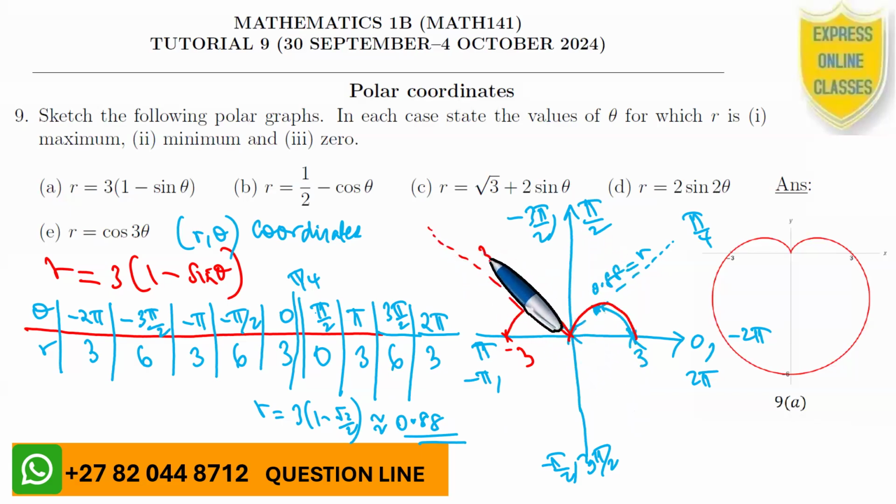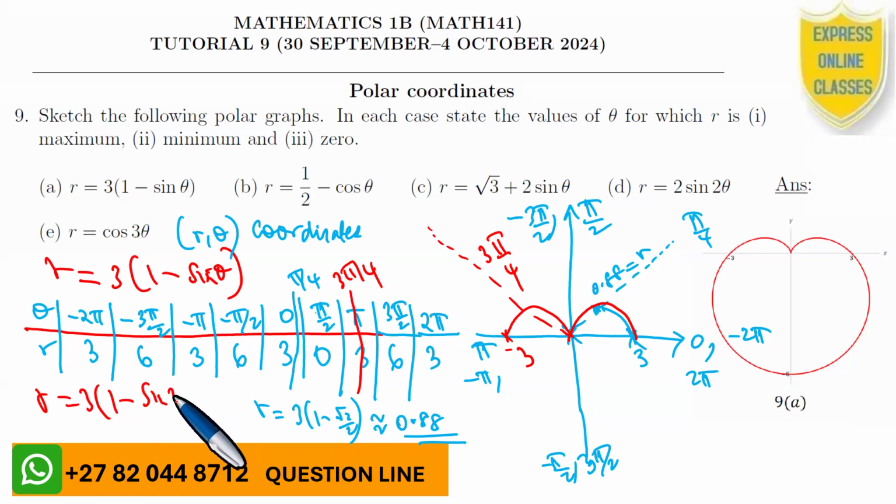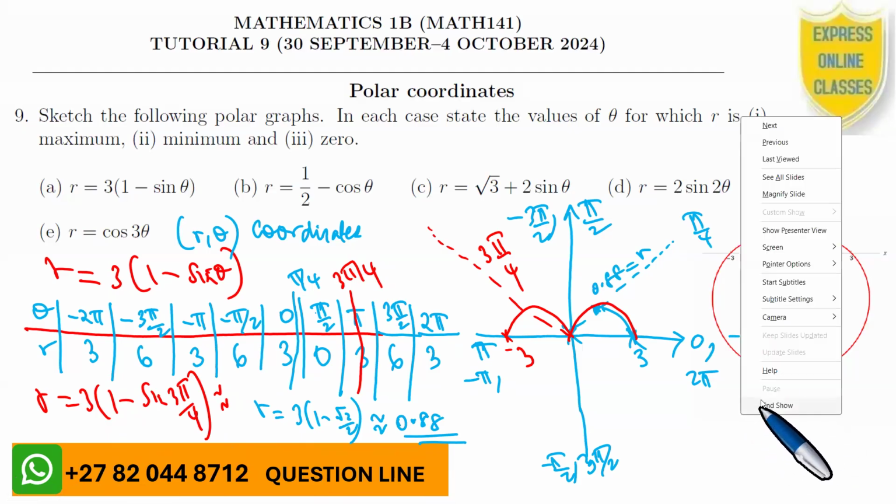Pi over 2, then there's also 3 pi over 4, because it's pi over 4, 2 pi over 4, 3 pi over 4, bigger than pi over 2. So it is 3 times 1 minus the sine of 3 pi over 4. Okay, so let's use the calculator. We can estimate it.